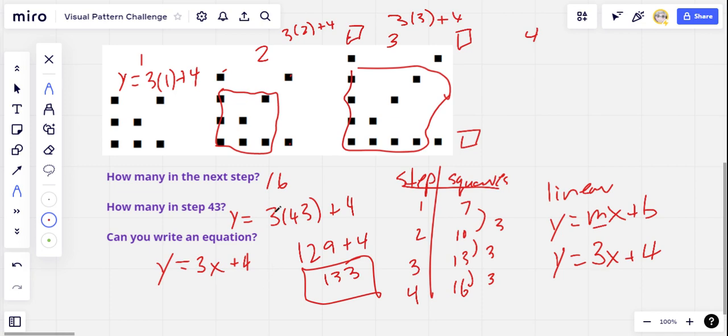Well, how did that go for you? Did you get 16 in step number 4? Did you get an equation like this?